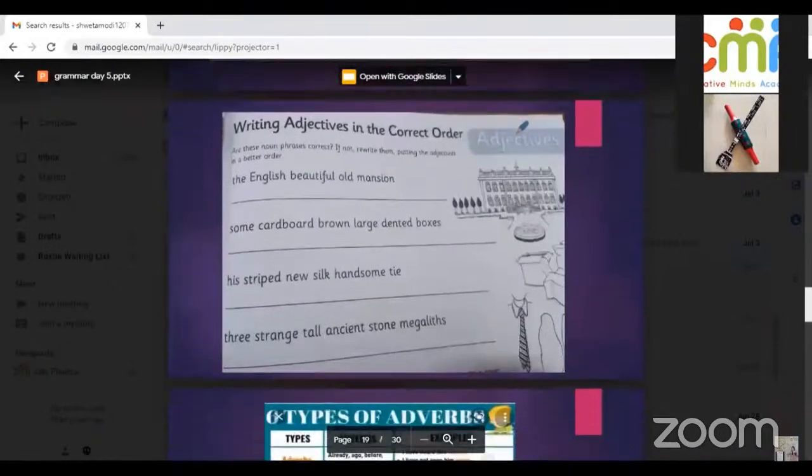Now I'm giving you a small assignment. I'm taking a 1-minute break where you have to finish this assignment, where you have to put it in the correct order. The English beautiful, old. So which word will come first? We are doing only the first sentence. English beautiful, old. So you have to put it in the correct order.